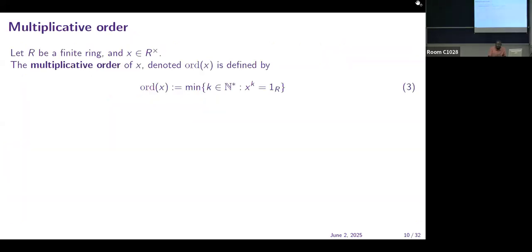Okay. We need, in the context of rings, the concept of multiplicative order. Let x be a unit in the ring, that is, x is a unit of the ring. The order of x, denoted ord(x), is defined as the smallest positive integer k such that x to the power k equals 1.